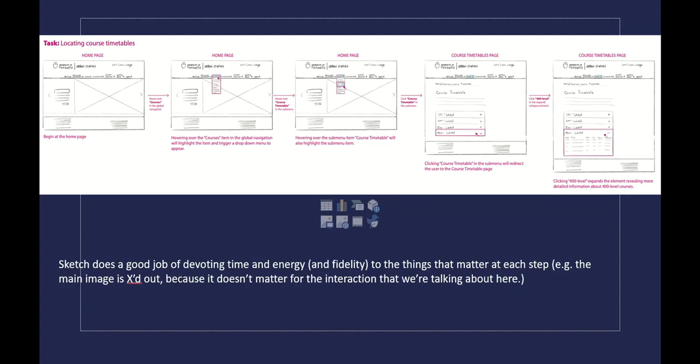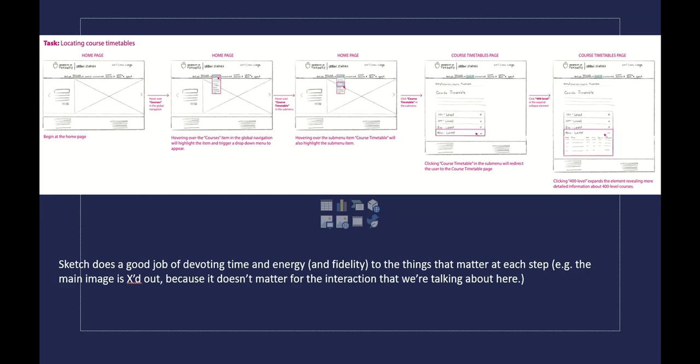And then a final example here. This particular sketch does a good job of devoting time and energy and fidelity to the things that matter at each step. And again, that's really what you want to concentrate on. So for example, the main image is X'd out because again, that's a convention. It doesn't matter. We're not looking for high fidelity sketches of things. The images are not the main focus, because that's not the center for the interaction that we're talking about. In this particular case it's essentially window dressing and doesn't really aid.